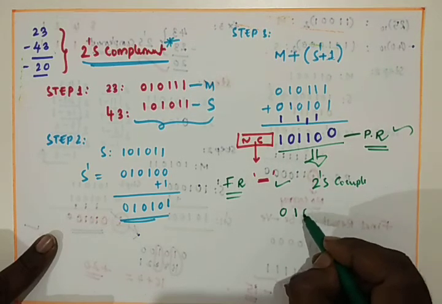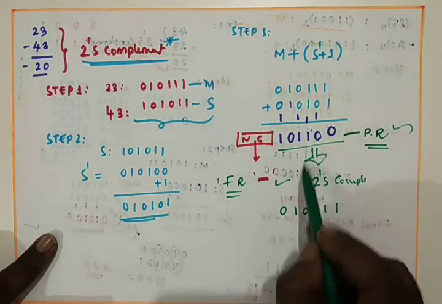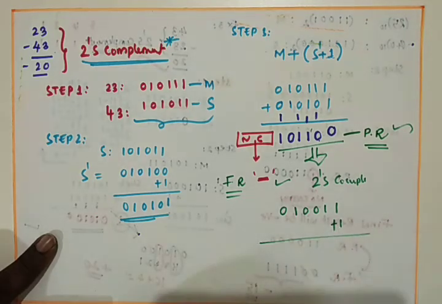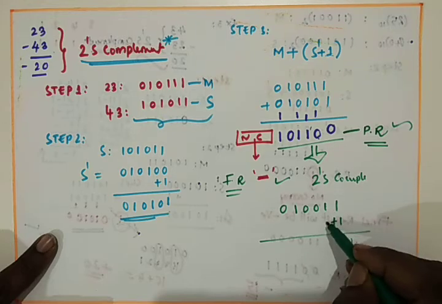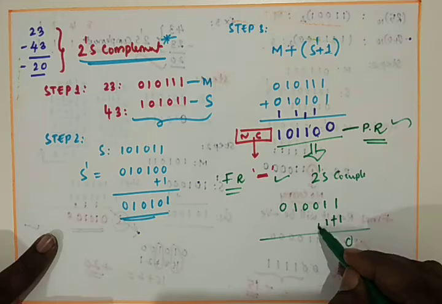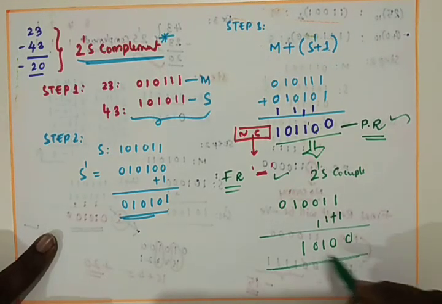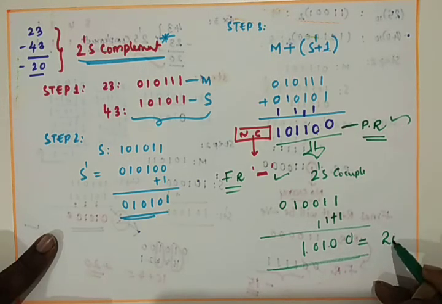0, 1, 0, 0, 1, 1. The 1's complement of the primary result will be this one. But we require the 2's complement, that is 1's complement plus 1. So 1 plus 1 is 1, 0, and the 0 is sum and carry is 1. 1 plus 1 again 1, 0, and here 1 and 0, 1. This is the answer. 1, 0, 1, 0 is equal to 20.